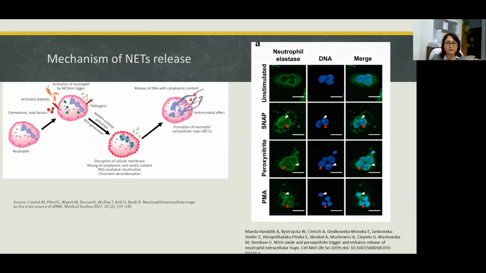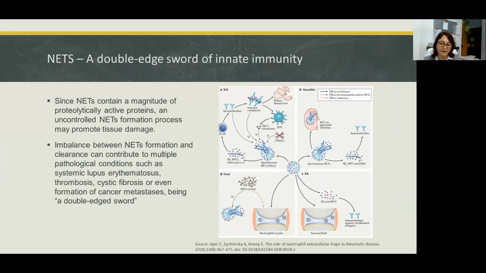So we already know that NETs are a mechanism of innate immunity that protects us against infection. Unfortunately, NETs are also recognized as a double-edged sword of innate immunity. Why do we say double-edged sword? Since NETs contain a multitude of proteolytically active proteins, an uncontrolled NET formation process may promote tissue damage.